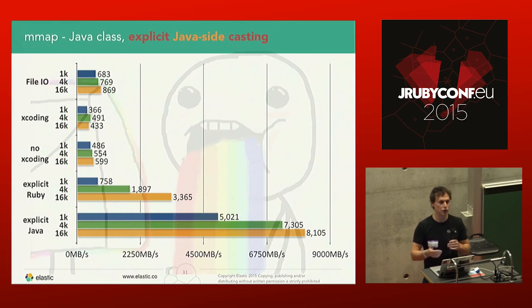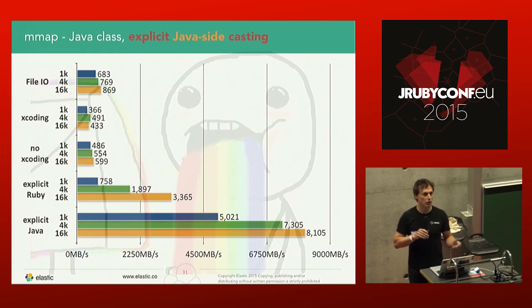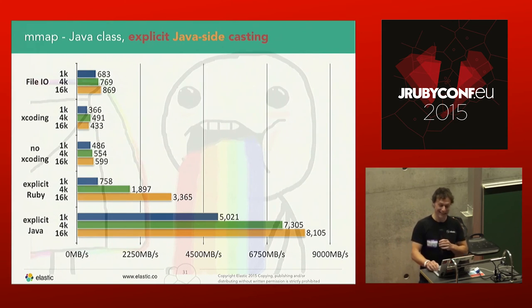And there's basically two ways to avoid that, from the Ruby side or from the Java side. When you do it from the Java side, of course, you have to know a little bit more about the JRuby API, especially Ruby string. I don't know if any of you have checked the Ruby string class implementation. It's probably one of the biggest classes. It's just amazing. So I won't go into the details.